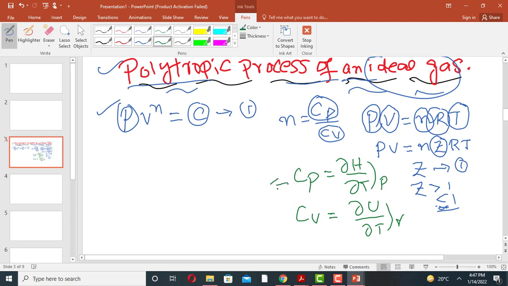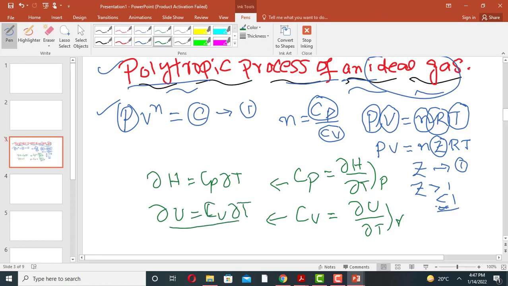So from this relation we can also say that the change in enthalpy is equal to Cp delta T. We can also say from this equation that the change in internal energy is equal to the heat capacity at constant volume times the change in temperature. So this n, for a gas like air, the n value is 1.4, it can be 1.2, 1.3, it depends on the gas also. n is a characteristic of the gas. For different gases the value of n is different.